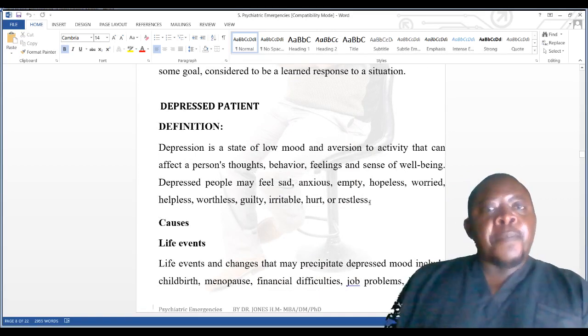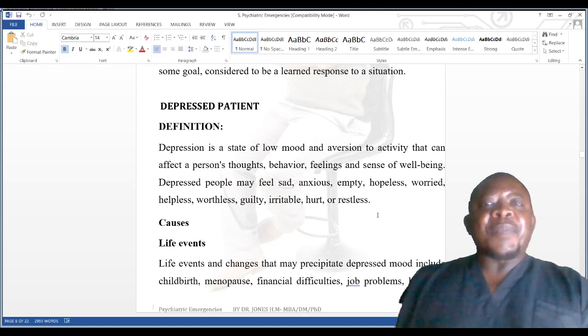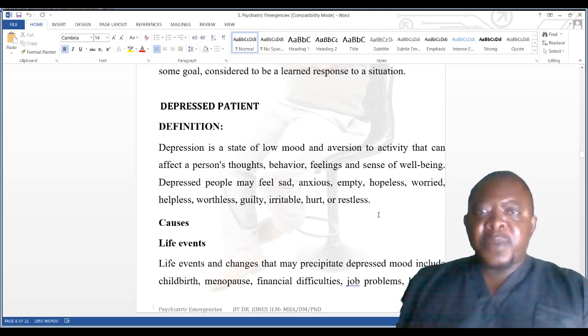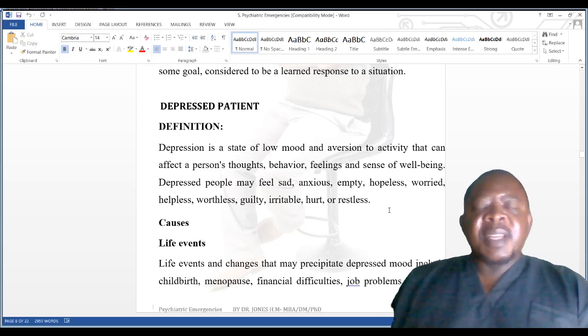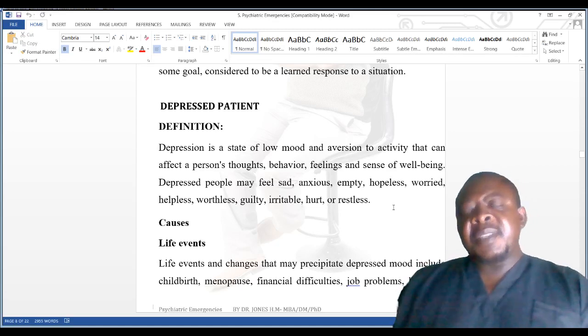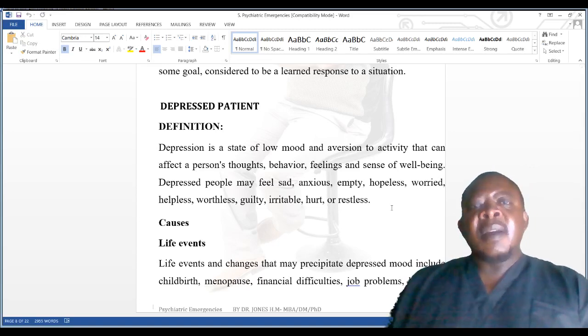Depressed people may feel sad, anxious, empty, hopeless, worried, helpless, worthless, guilty, irritable. They may feel hate, they may feel restless. So by definition, depression is a state of low mood and aversion to activities within the environment. But we are saying depressed people may have this significant clinical presentation of hopelessness, anxiety, extreme sadness, and look worried, helpless, and guilty.